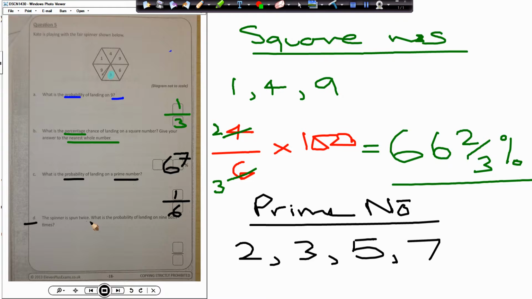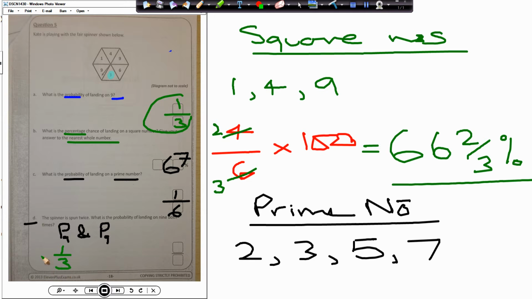Next question. The spinner is spun twice. What is the probability of landing on 9 both times? Okay, now they want to know the probability of getting a 9 and the probability of getting a 9. So let's have a look. What is the probability of getting a 9 the first time? How many 9s do we have? 1. Okay, we said before that the probability of getting a 9 was 1/3.